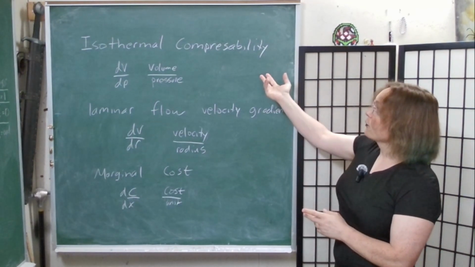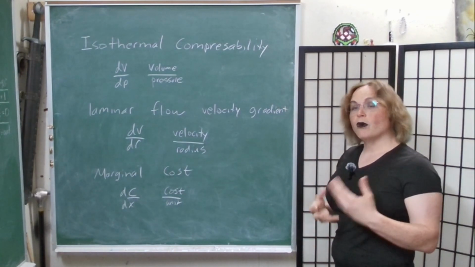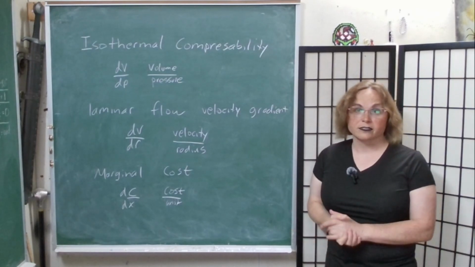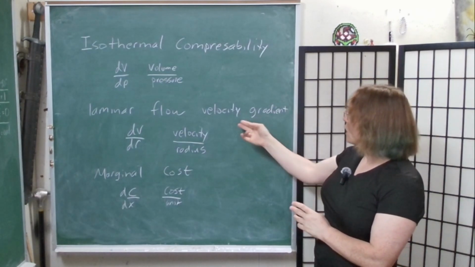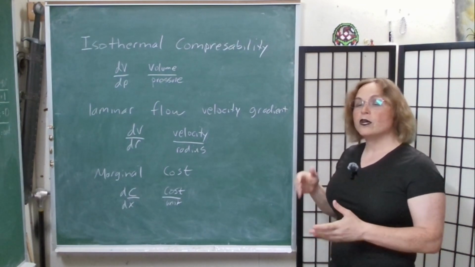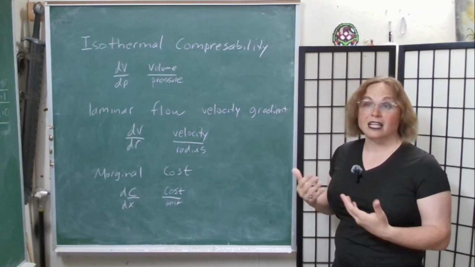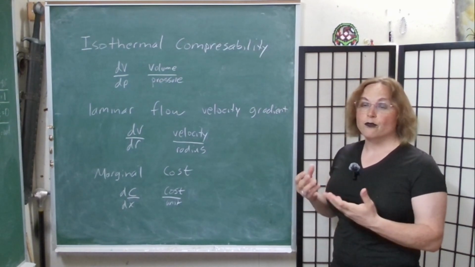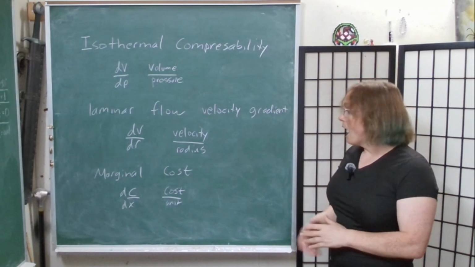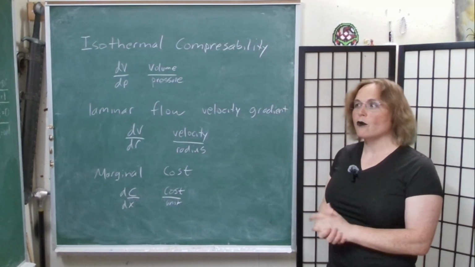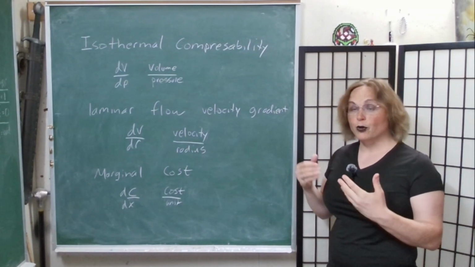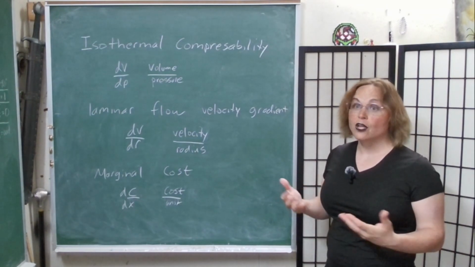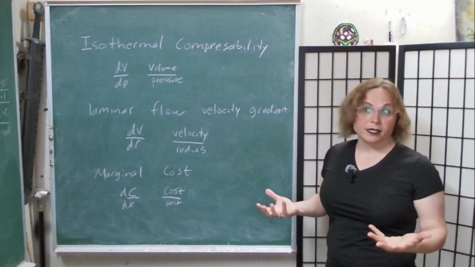For example, isothermal compressibility talks about the compressibility of a gas at a fixed temperature, something that's rather important for hydraulics. When we're looking at laminar flow, the velocity gradient tells us how fast we can push a fluid through a pipe to maintain laminar flow, something that we care about if we're doing things like putting medicine through small capillary tubes. And then marginal cost tells us about the cost of producing items per unit at large scale. So when we're talking about, for example, economy of scale for things like global economies.